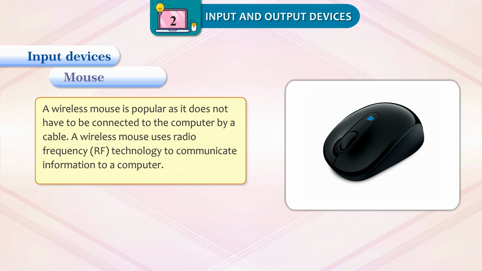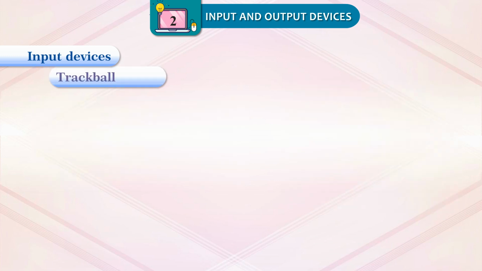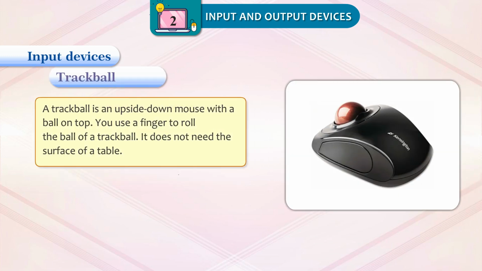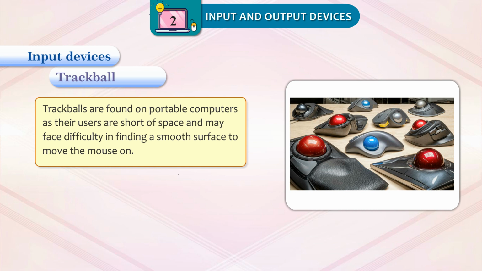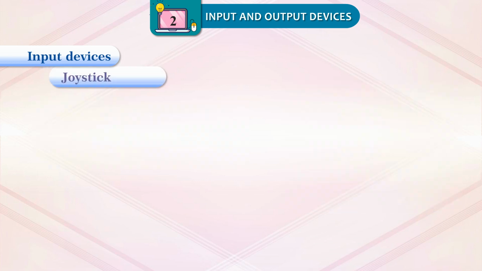A wireless mouse is popular as it does not have to be connected to the computer by a cable. A wireless mouse uses radio frequency (RF) technology to communicate information to a computer. Trackball. A trackball is an upside-down mouse with a ball on top. You use a finger to roll the ball of a trackball. It does not need the surface of a table. Trackballs are found on portable computers as their users are short of space and may face difficulty in finding a smooth surface to move the mouse on.